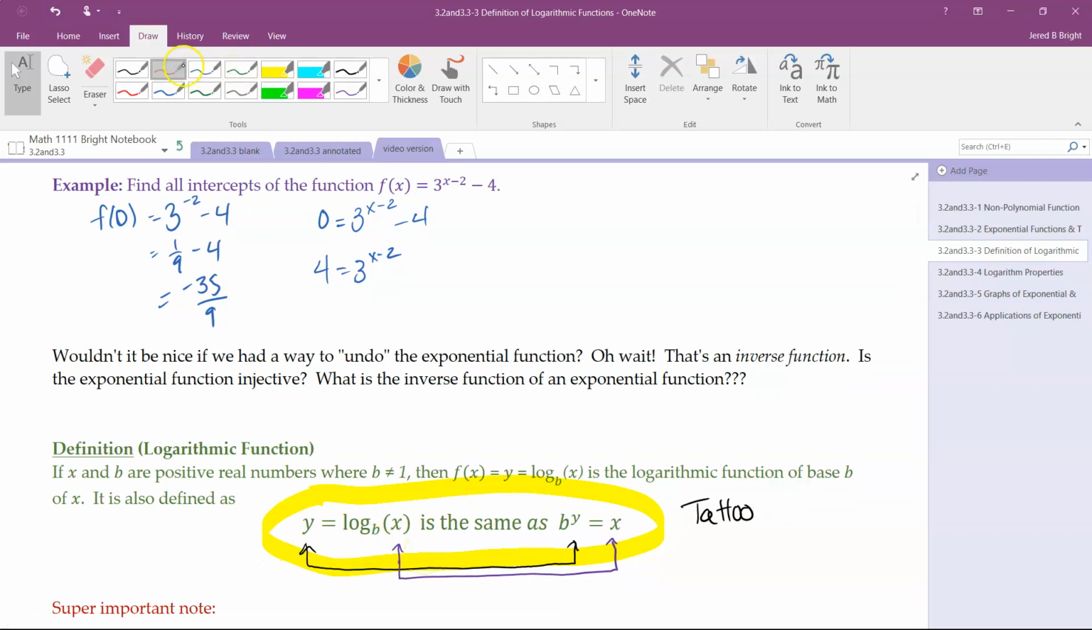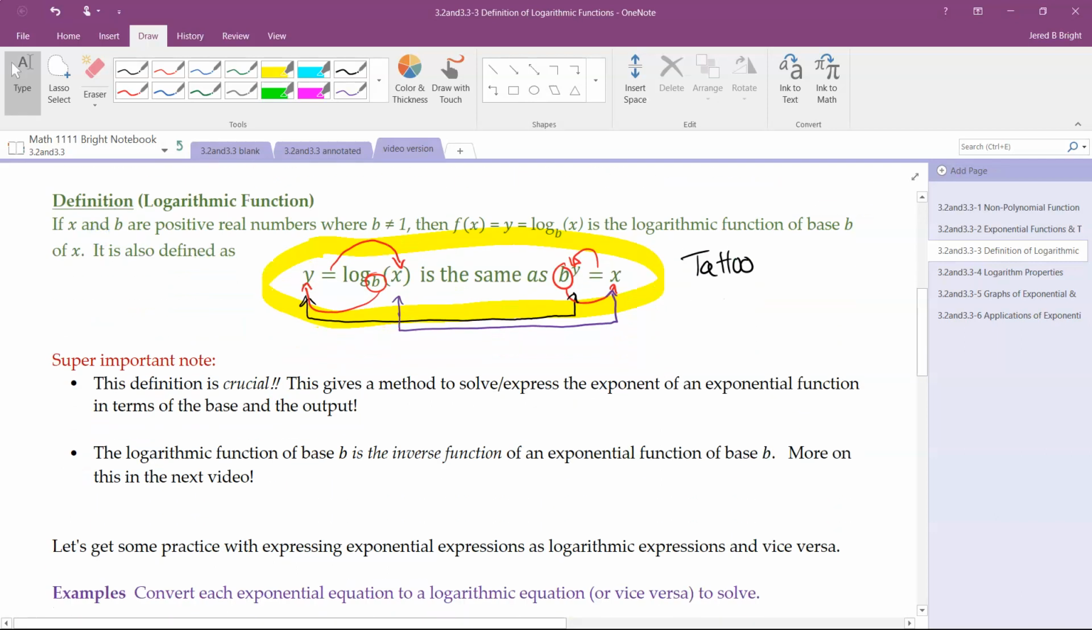Some students have told me in the past that they remember this by a circle method. You circle the base and go to the other side, so you swing to the other side: b to the y is equal to x. Then you do the same thing on the other side: b to the x, or log base b of x is equal to y. That's how they remember it. Works for them. And these two functions, as presented above, are inverse functions.